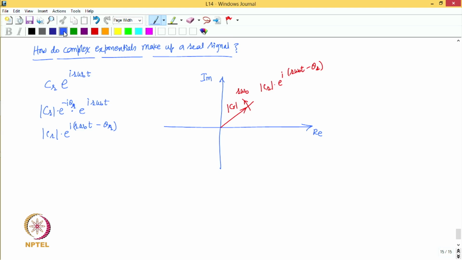Similarly, we can look at the vector C minus r e to the power minus j r omega naught t, and by following the same process we can represent this as the magnitude of C minus r times e to the power minus j (r omega naught t minus theta r), noting that the magnitude of C minus r is the same as that of C r. So this is a vector which is rotating in the clockwise direction, with the same magnitude as C r, at angular velocity r omega naught.